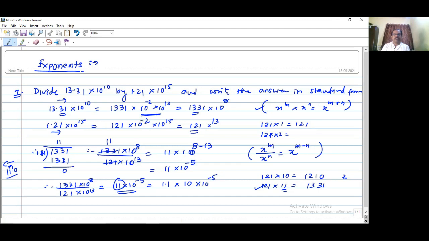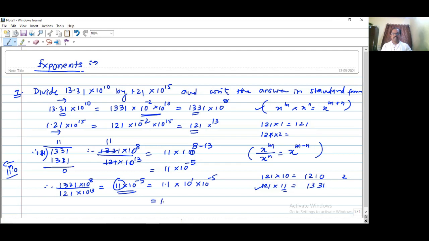As I already told you, whenever we move the decimal to the right side, we need to multiply by 10 to the power of a negative number, and that power depends on the number of places we have moved the decimal. When we move the decimal from right to left, we need to multiply by 10 to the power of a positive number, and that number depends on the number of places we moved the decimal. So here we have moved only one place, so it should be only 10 to the power 1.